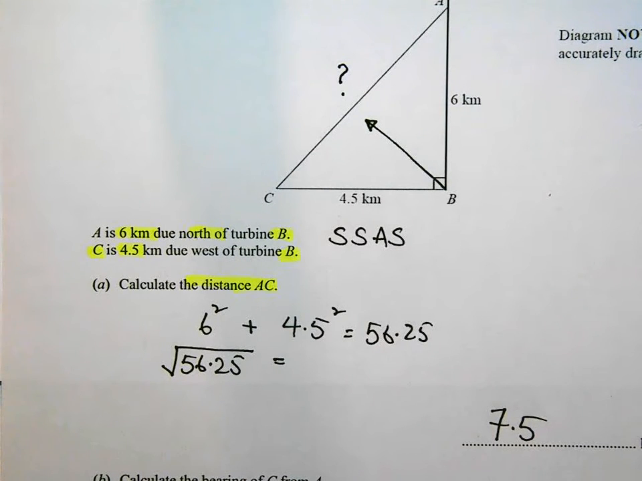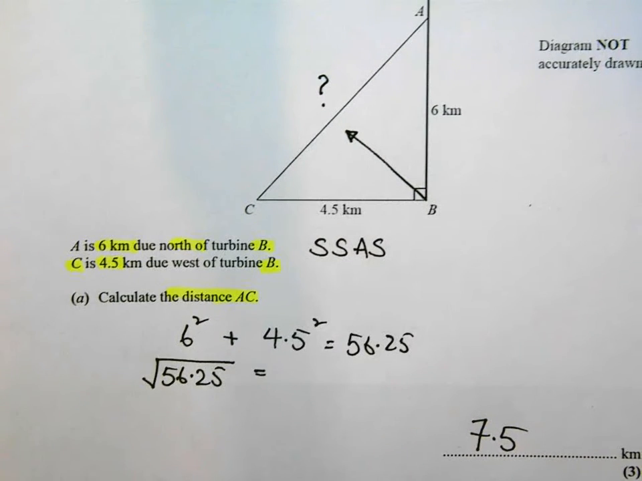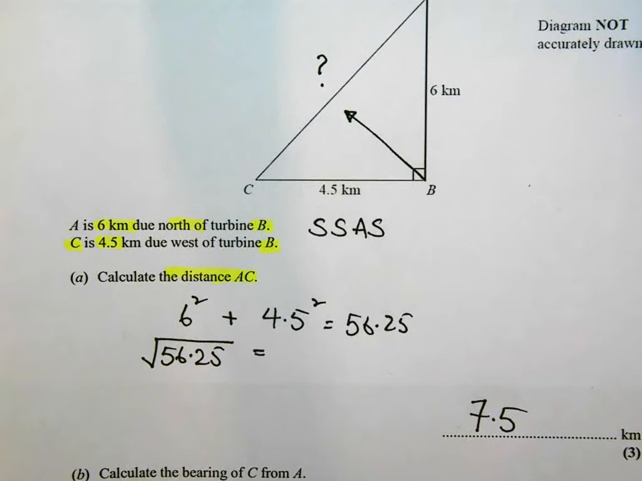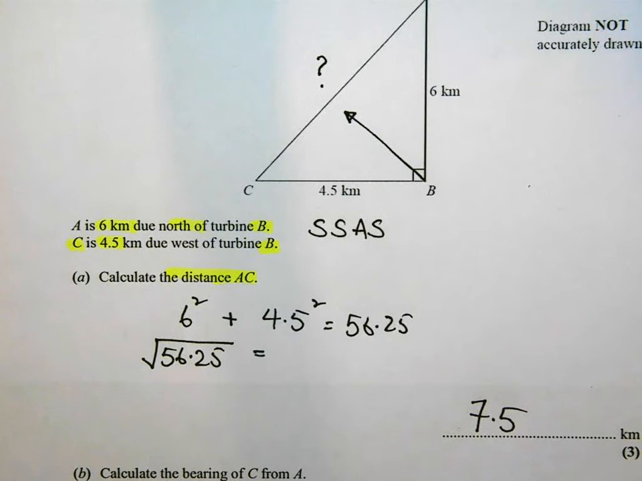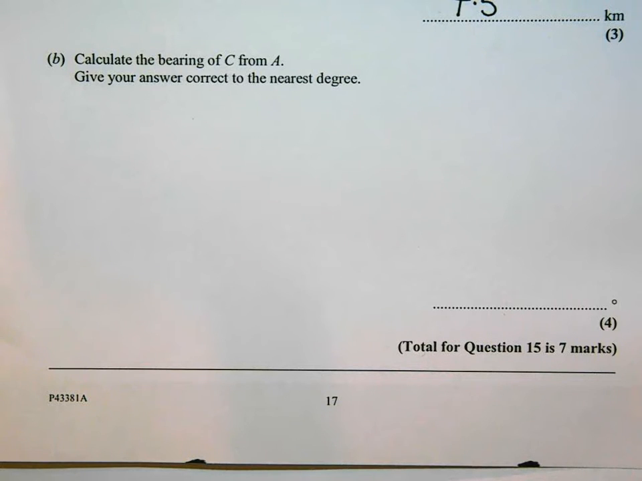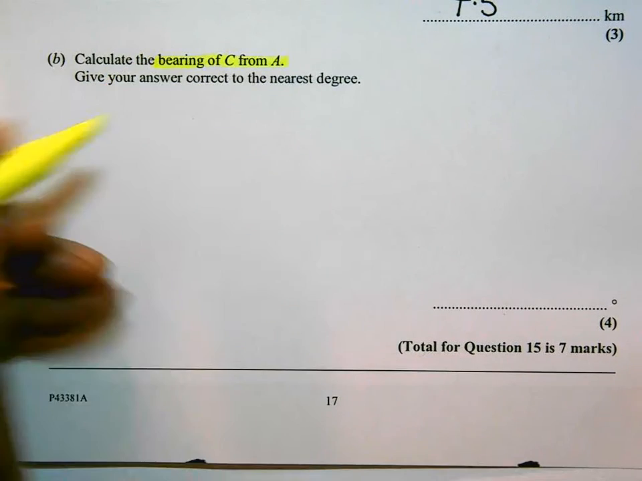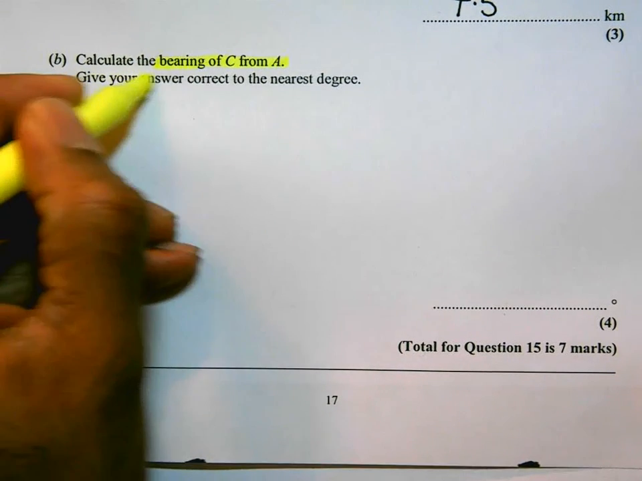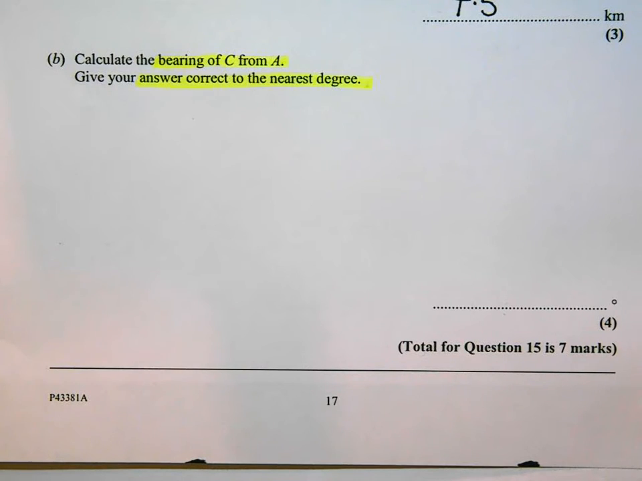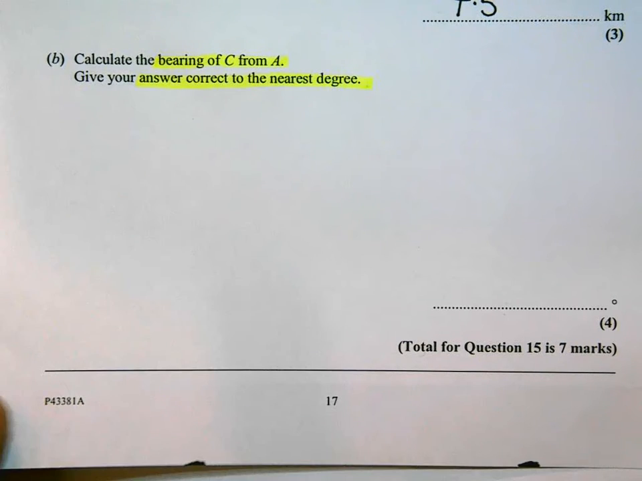Okay, what we're going to do now is look at part B. Part B says, calculate the bearing of C from A. Give your answer correct to the nearest degree. So we want to work out the bearing of C from A. I'm going to go back to the diagram at the top. I'm going to do the workings all around that, to avoid having to move up and down between them.